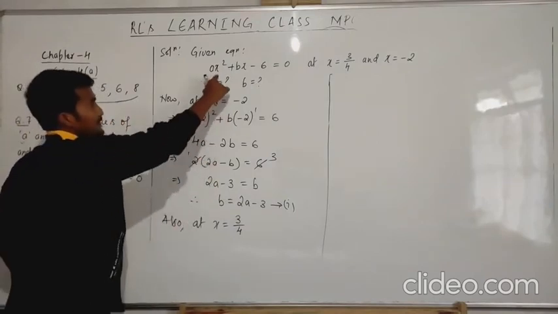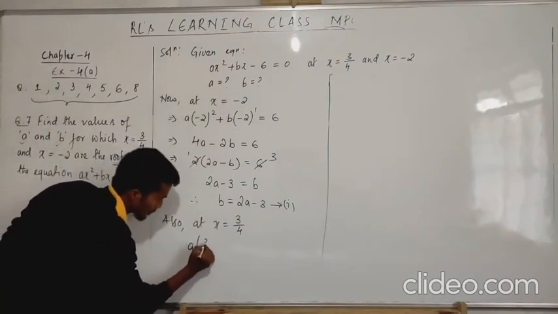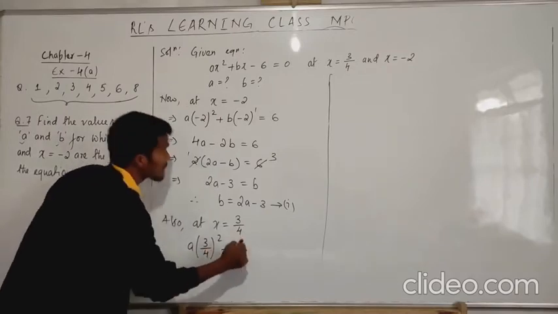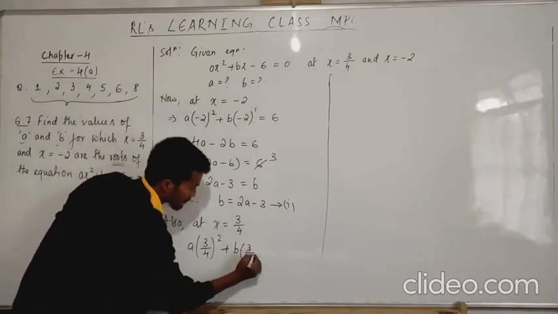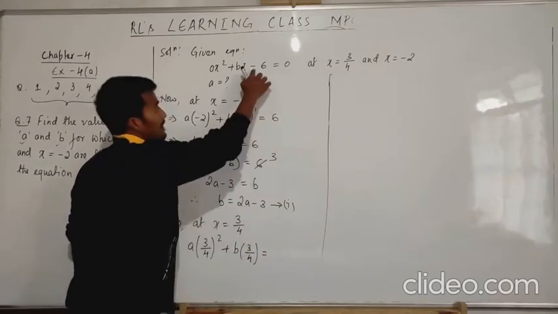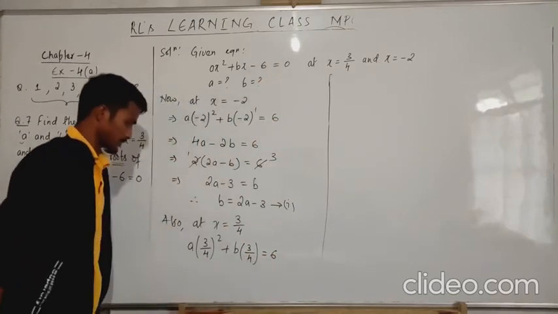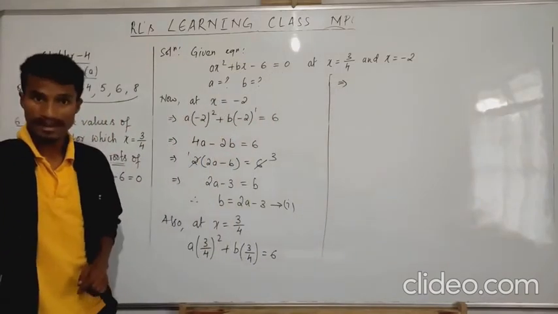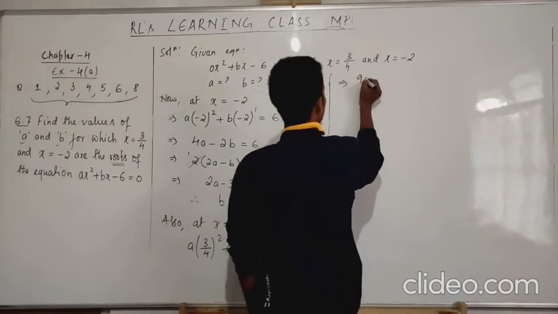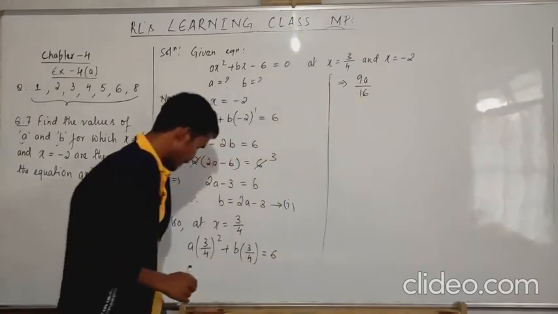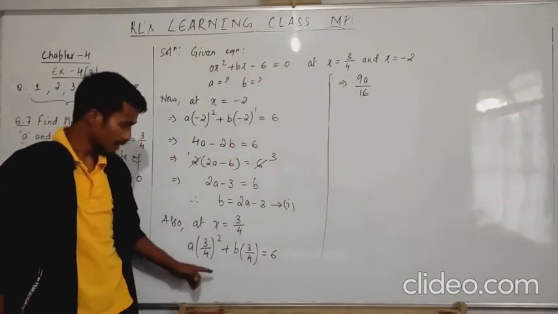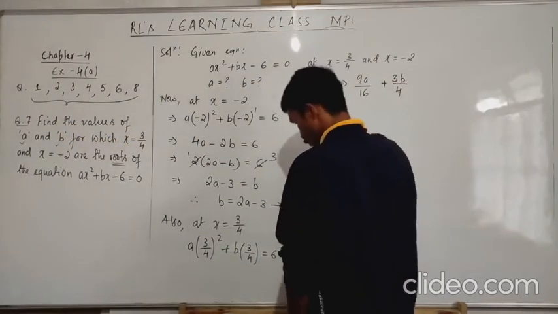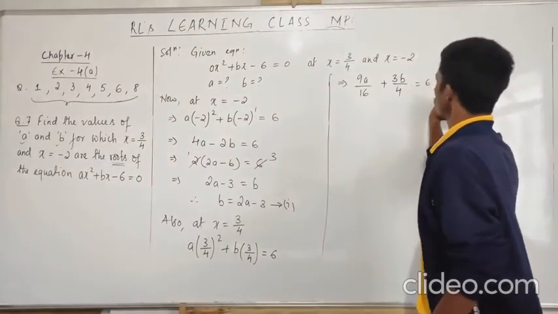Then in place of this x again, we have to put 3 by 4 whole thing squared. Then plus, in place of this x will be 3 by 4. Then this minus 6, I change to plus. Then we got here 3 to the power 2 will be 9. Then 9a by 16, because 4 to the power 2 will be 16. Then here plus 3b by 4 equal to 6.